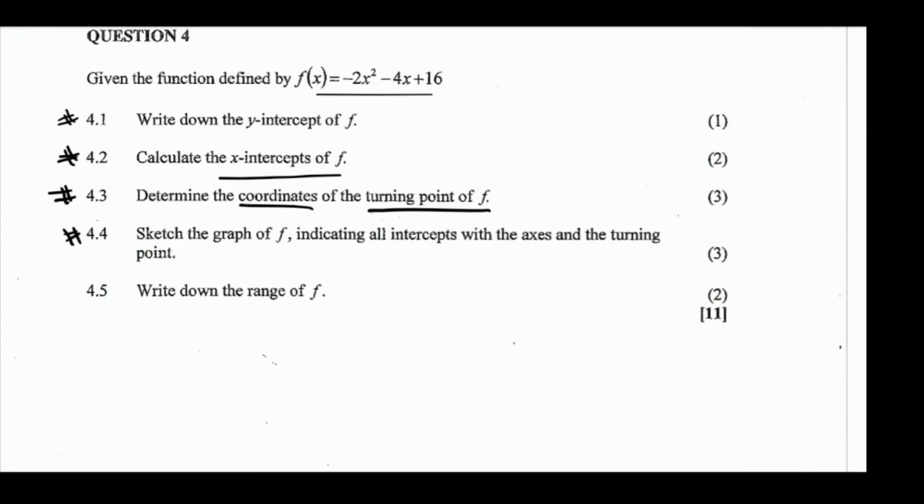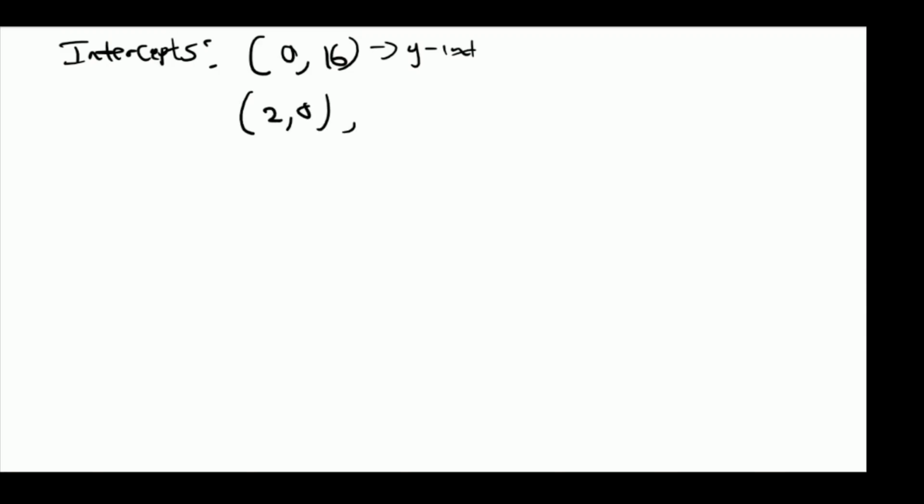Four point 4, we are asked to sketch the graph of f indicating all intercepts with axes and the turning points. So let's first write down our intercepts. We found that our y-intercept, the coordinate is 0 and 16. And then our x-intercepts we found to be 2 and 0 and minus 4 and 0. So these are our x-intercepts, right? And our turning point we found to be minus 1 and 18.